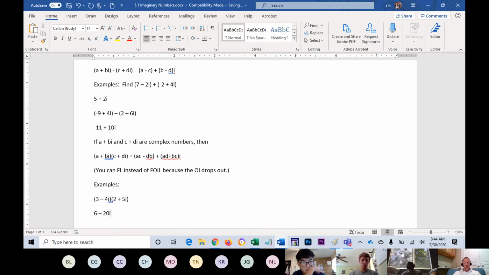Plus 3 times 5i, so that'd be 15i. Plus -4i times 2, so that'd be 8i. Wouldn't it be a minus 8i because it's -4i times 2? That's correct. Sorry, I missed the negative.